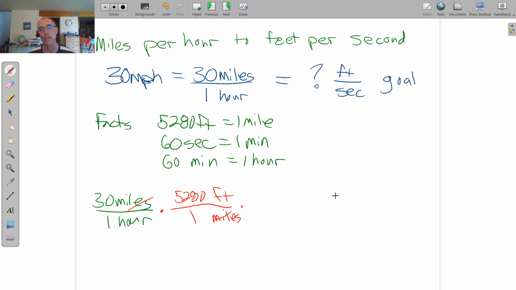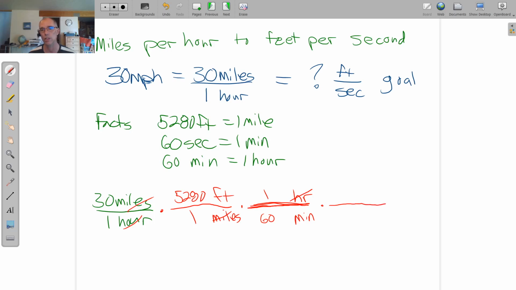And I can keep chaining them along. So I can just throw another one on here. I want hours to go. So that means hours has to go in the top of the next fraction. And hours I can change to minutes. And I know there's 60 minutes in 1 hour. So since it's in the denominator, the fraction bar means divide. Ultimately, I'm going to divide by 60. Now I have feet per minute. That's not what I want. I want feet per second.